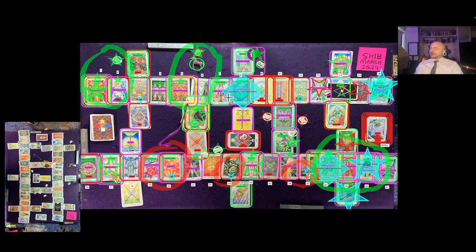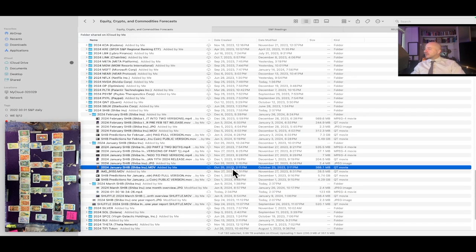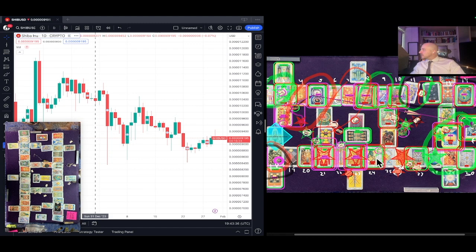Now, before we go any further, let's take a look at January and see how we're doing. The January reading was created October 25th, 2023 at 2:11 p.m. Eastern Time. So overall, we have multiple failed attempts to break through key resistance and a significant market failure. Looks like it's combined with a brief peak that's easily missed, followed by a decline through multiple support levels.